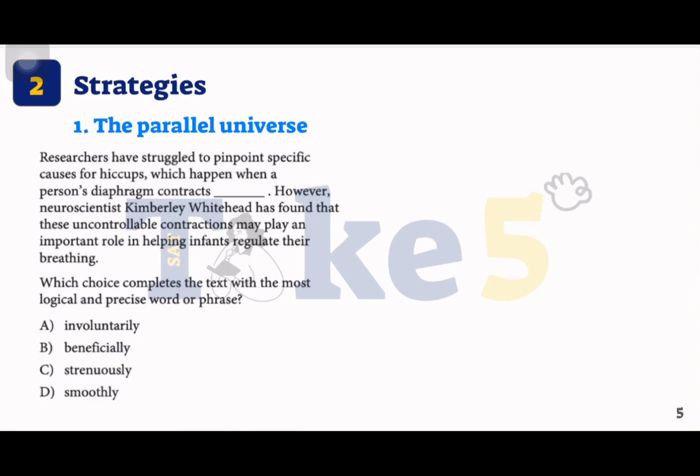First, divide the two universes using the period. Then notice the pronoun these, indicating these uncontrollable contractions have been mentioned previously. So in the first part, we locate this mirrored information and we see that there's no mention of this in the first sentence. Obviously, it has to be the missing part. So we are looking for something similar to uncontrollable. Obviously, it has to be involuntarily.